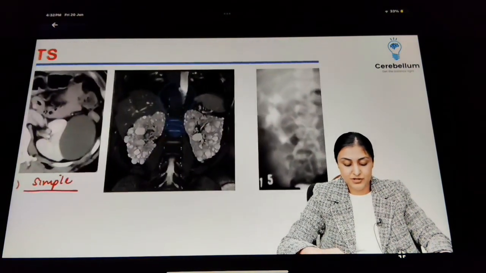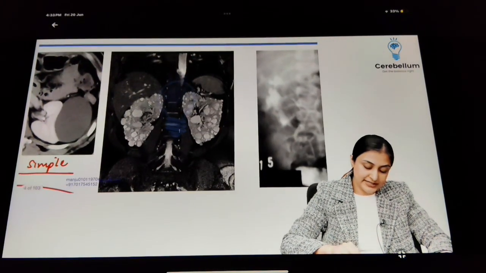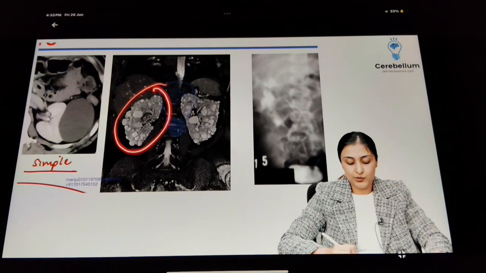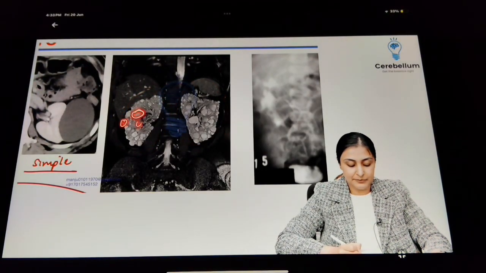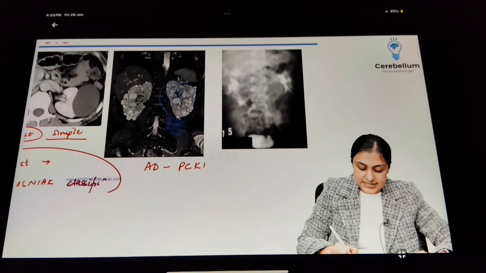Now look at this image. My first question to you is, is this an X-ray, CT, MRI, or ultrasound? What you see, the bone is black. So this indeed is an MRI. On MRI, what do you see? You see that both of the kidneys are enlarged and they have these multiple hyperintense cysts here. So what do you see? This is autosomal dominant polycystic kidney disease.